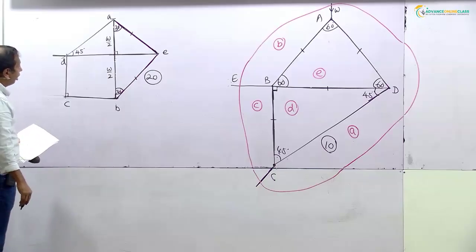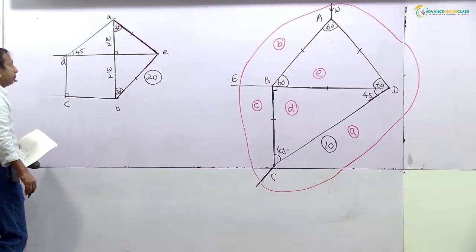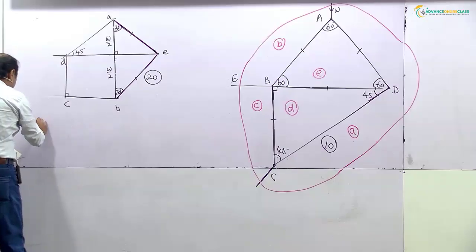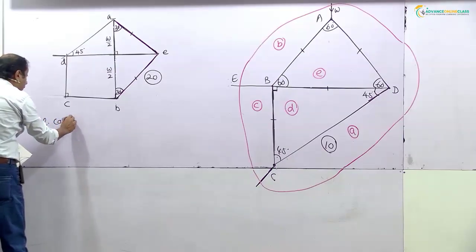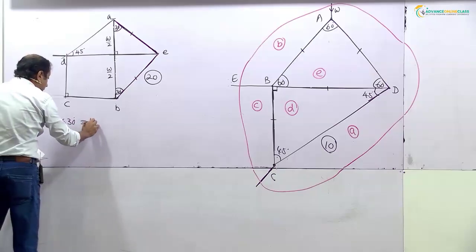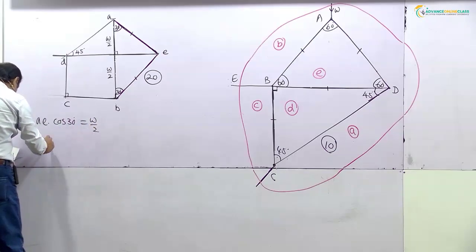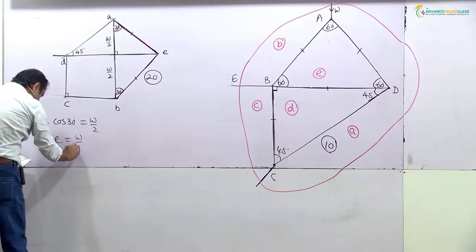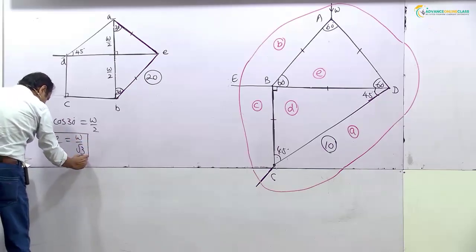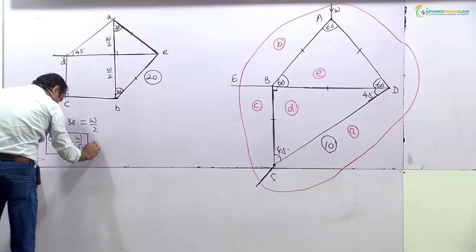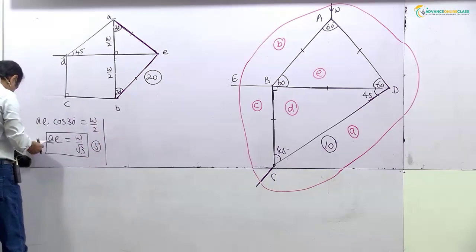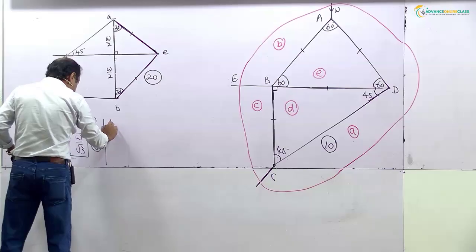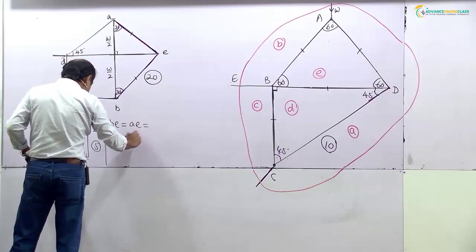Right. Now we can find the lengths. Here, AE cos 30 equals W by 2. By this, we get AE times root 3 by 2 equals W by 2, so AE is W over root 3. For this, you get 5 marks. Right. People, you know, AE and BE are equal. BE equals AE, therefore W over root 3.